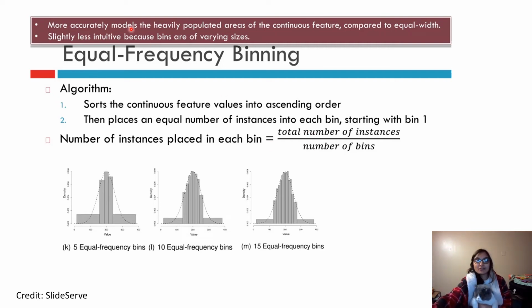So it's more accurate at modeling the heavily populated areas of the continuous features, unlike equal width binning. But because the bins can have very different sizes, some bins can be really wide and others much smaller. Closer to the middle, there's more density, so you don't need the interval to be as wide to have more items. The key idea is that each bin should roughly have the same number of items. And because there are fewer objects towards the tails of the normal distribution, I like to think of it like a little bell curve.